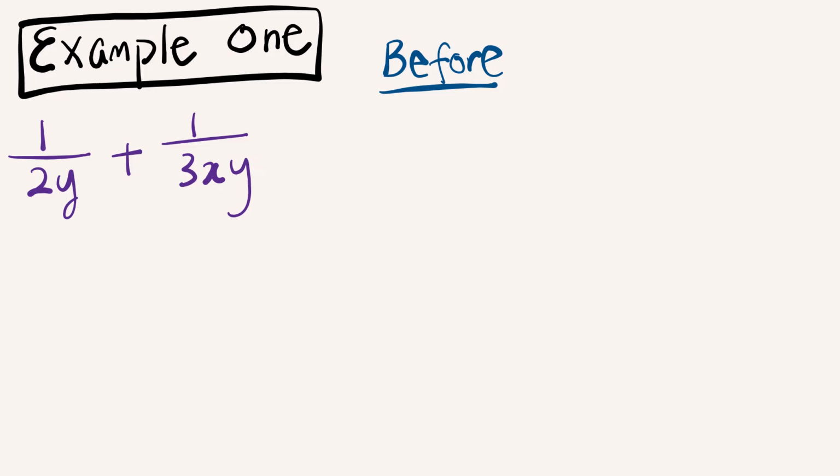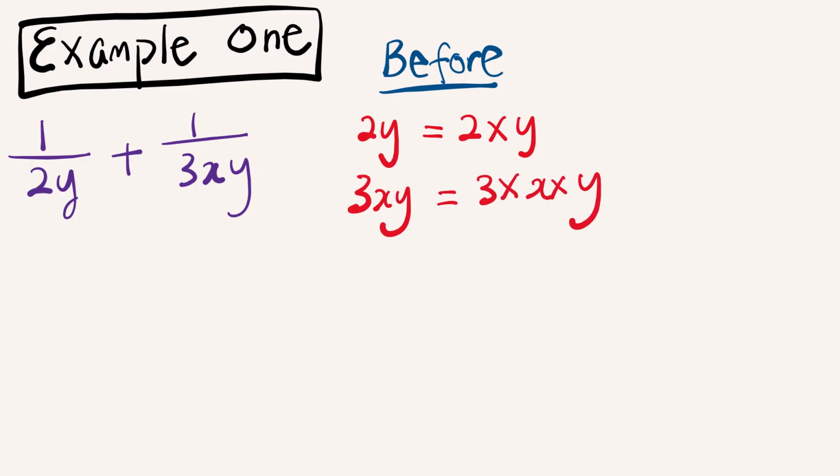So the current situation is, for the first term, the denominator is 2y, which is equivalent to 2 times y. The second one is 3xy, which is equivalent to 3 times x times y. So therefore, what do you think is the lowest common multiple of these two values, 2y and 3xy? One easy way of doing it is just to identify the common factor. In this case here, it's the letter y.